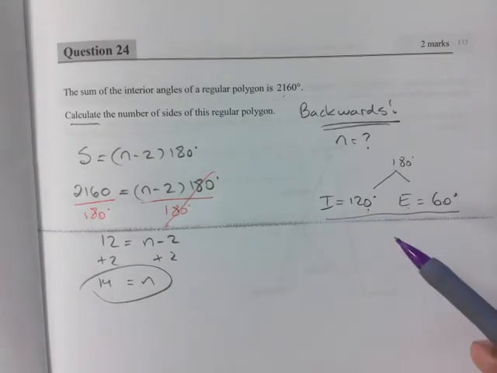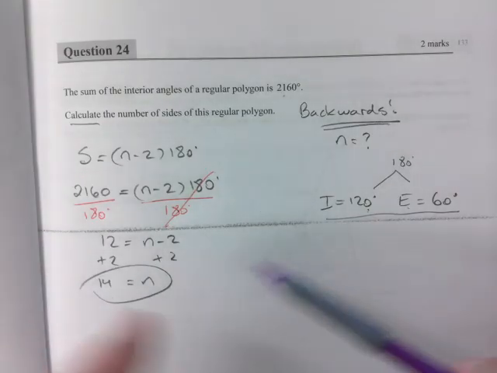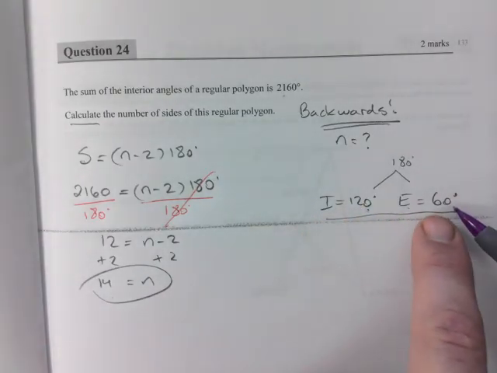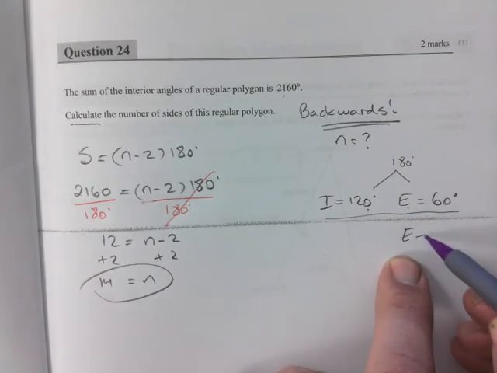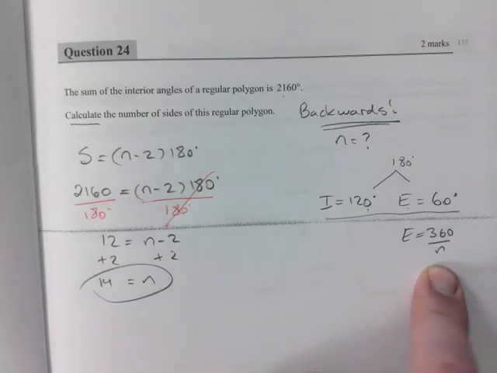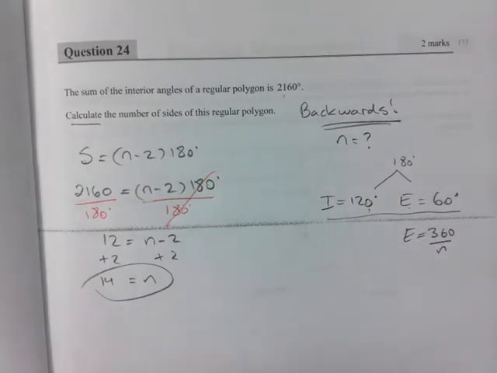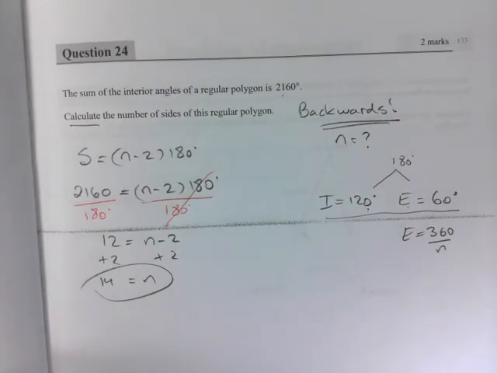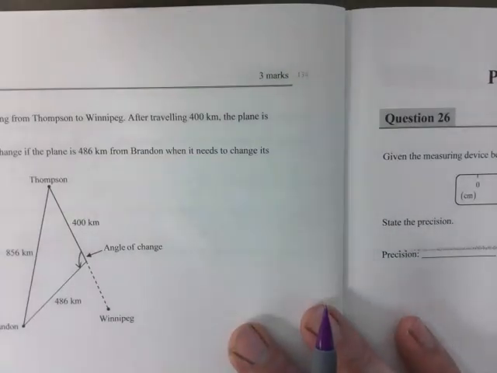So if a question ever throws an interior angle at you, figure out the exterior angle and then use this formula to figure out the number of sides. It's basically cross multiplying and dividing. All right, let's keep going.